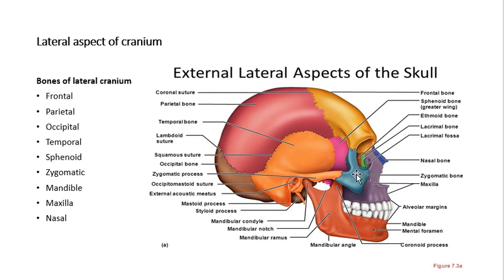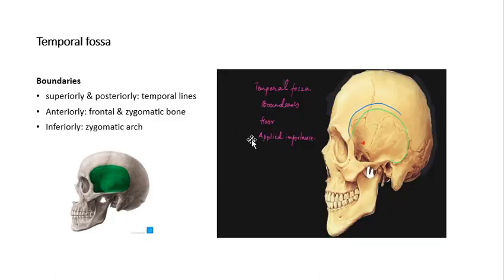With this, in the lateral aspect of the cranium, the next most important structure is the temporal fossa. Now, what are the boundaries of the temporal fossa? Superiorly and posteriorly are the temporal lines: the superior temporal line, which is blue, and with green you can see the inferior temporal line. Anteriorly, the frontal and zygomatic bones form the boundary, and inferiorly you can see the zygomatic arch. So the area shaded with green on the lateral aspect is called the temporal fossa.